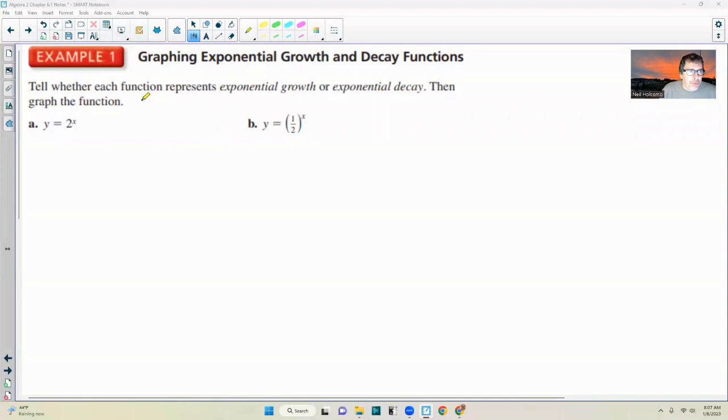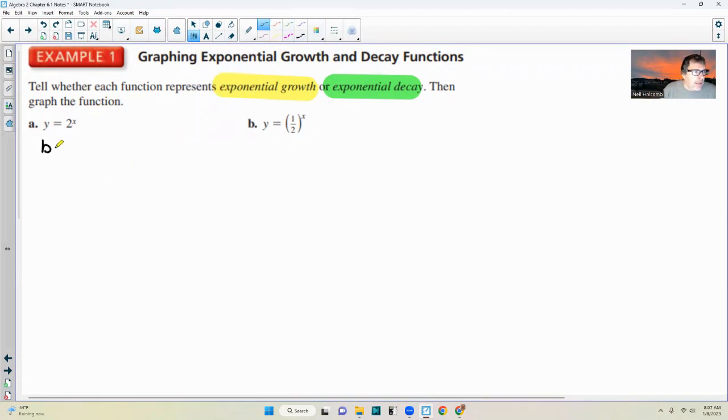Okay, so we're going to start really basic in example one. All we have to determine is whether it is growth or decay. So tell whether each function represents exponential growth or exponential decay. Then graph the function. Okay, so the first thing I'm going to do is determine whether each of these is a growth or a decay function. So let me switch back to my pen.